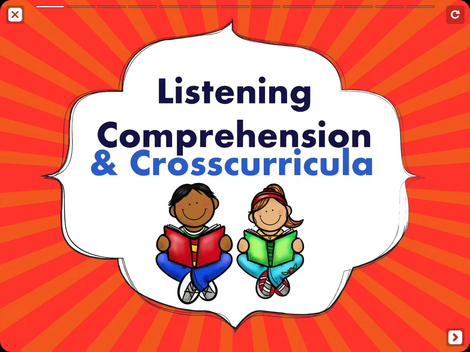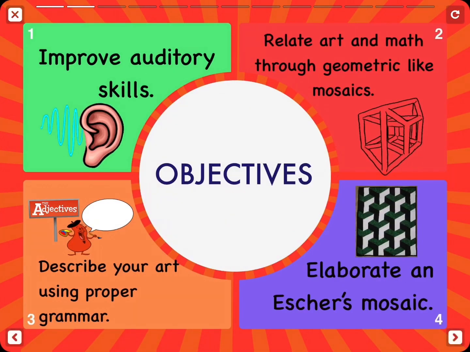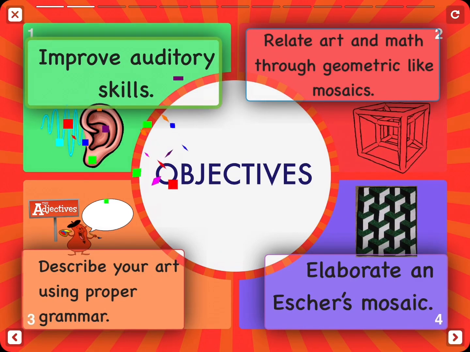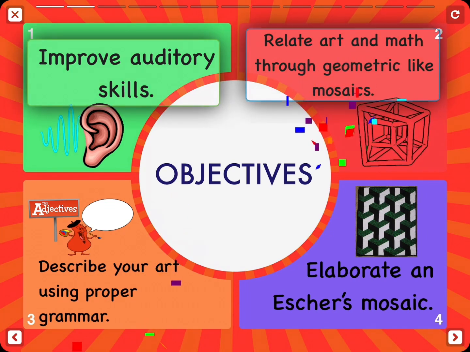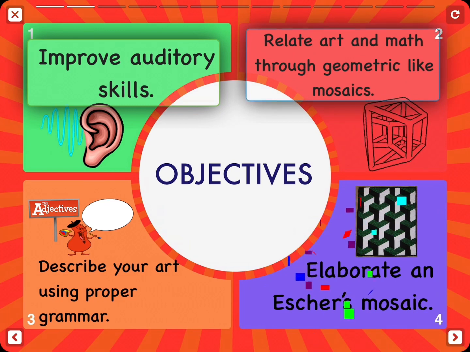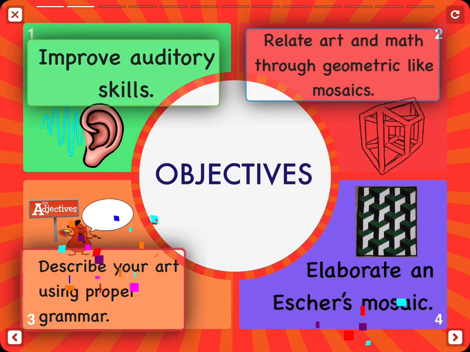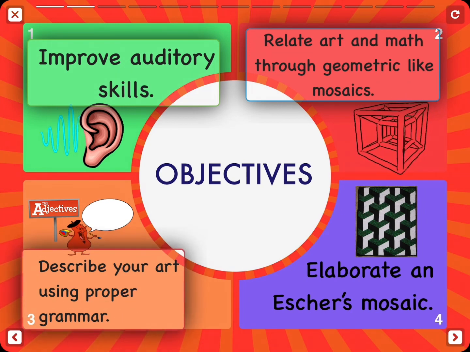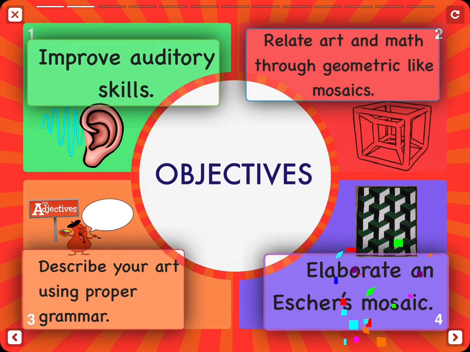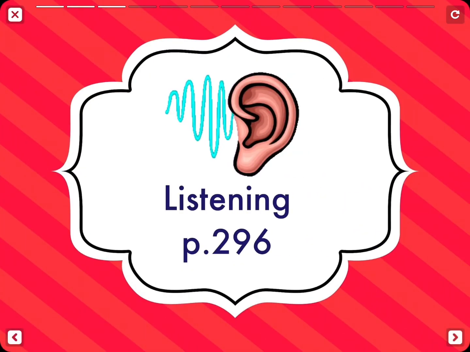In this lesson, you will be learning listening comprehension and cross-curricula. In this class, you will be able to: one, improve your auditory skills by listening to a conversation; two, relate art and math through geometric-like mosaics; number three, describe your art using proper grammar; and four, elaborate an Escher's mosaic. Let's begin our class with our listening section in our books on page 296.